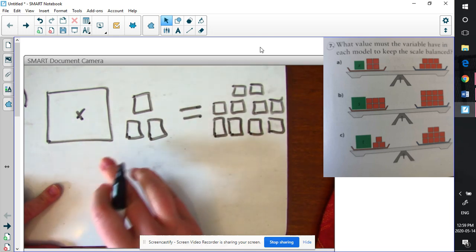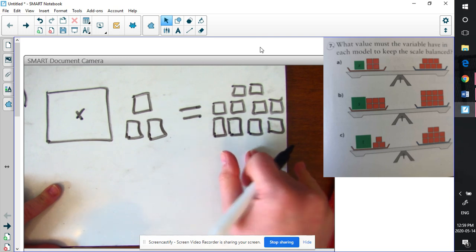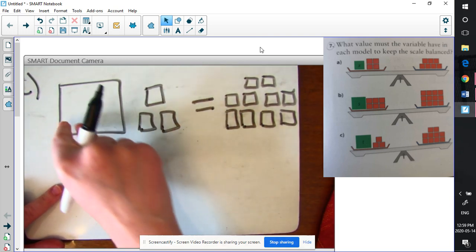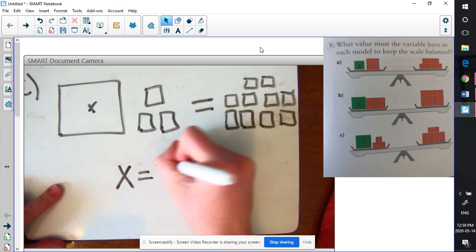So what number do you need to add to 3 to make it 10? The answer is 7. So that means there are 7 red squares inside this green square. So your answer is X equals 7.